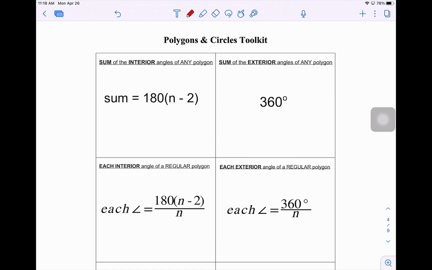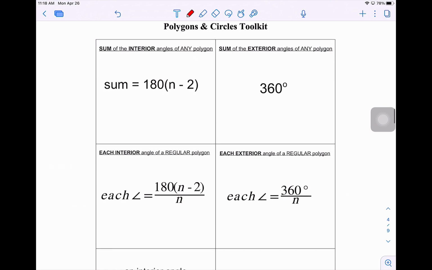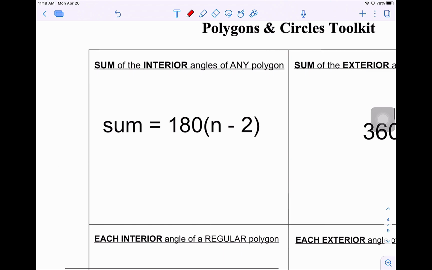So if you take a look, notice at the very top, notice the titles that we talked about. The upper left, this one that we're taking a look at right here. Notice I put in bold and all caps: sum of the interior angles, okay? And specifically also any polygon. So it doesn't matter if it's a regular polygon or not. There's how you find the sum of the interior angles of any shape, whatever it is.